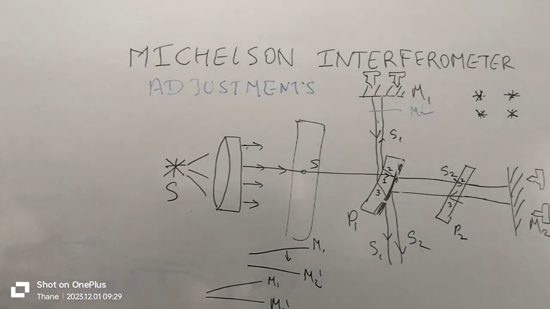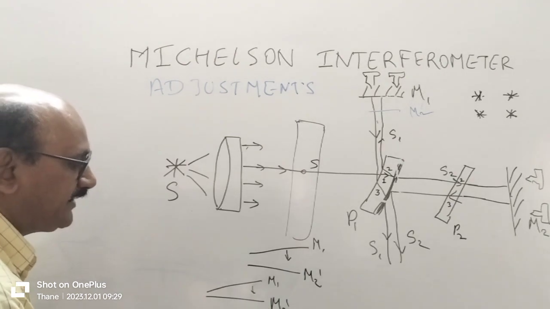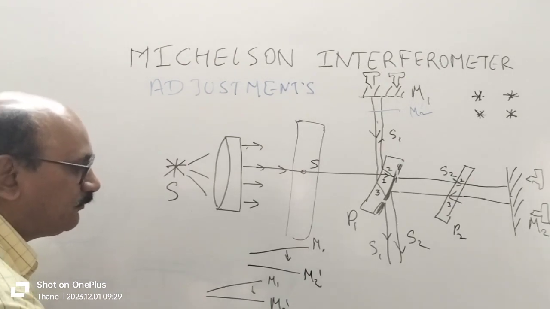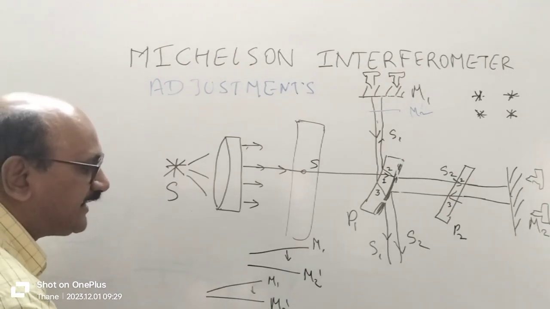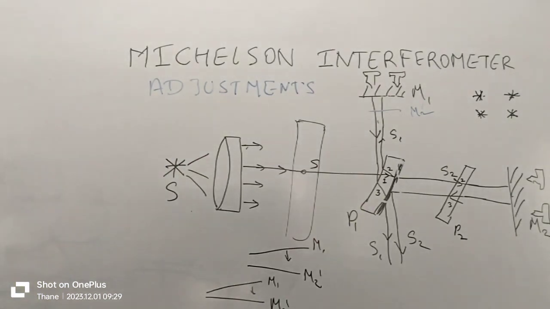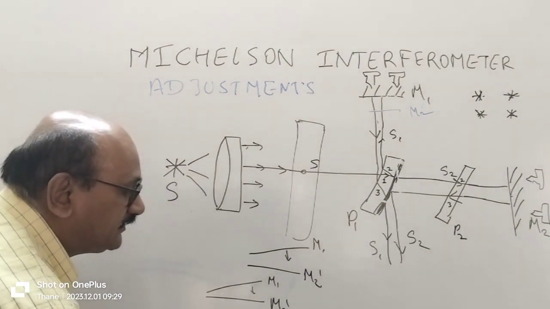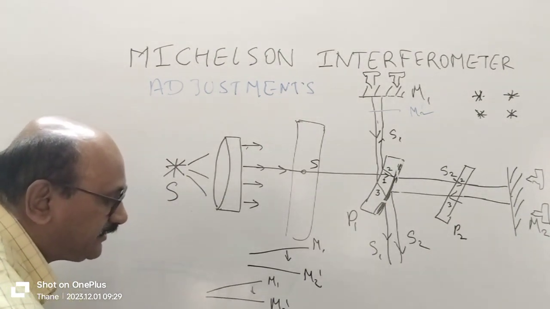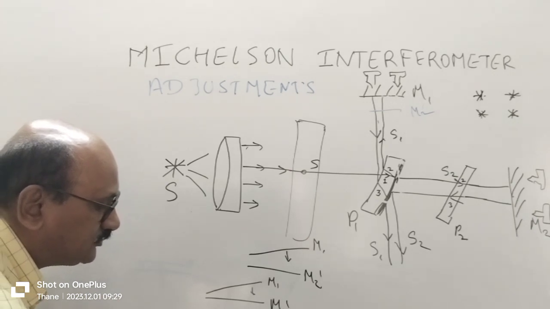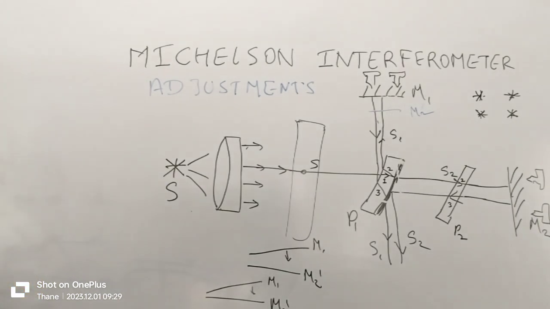If you still move M1 further, you may get a position where M1 is crossing M2 dash at the center. Here you will get the localized fringes. And if you move the mirror M1 forward, you may get a position like this. Here also you will get the fringes, but they are exactly opposite to those of the first one.